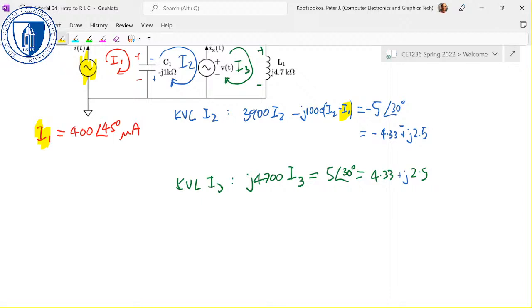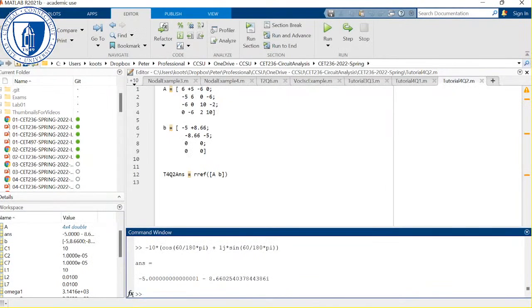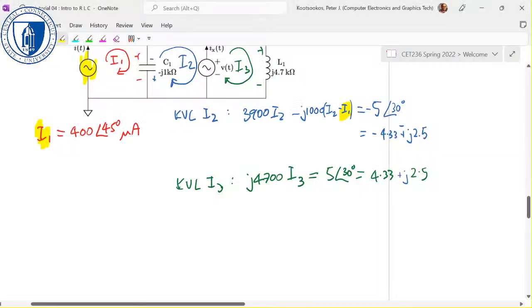Angle 45, so that's 400. Remember, the other way to do the conversion is to use exponential j theta. Right, e to the j theta is the same as cosine theta plus j sine theta. So that's 282.8. And remember, that's microamps. I'll leave out the times 10 to the minus 6 for now.